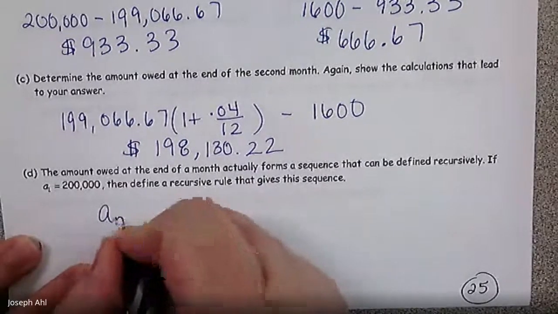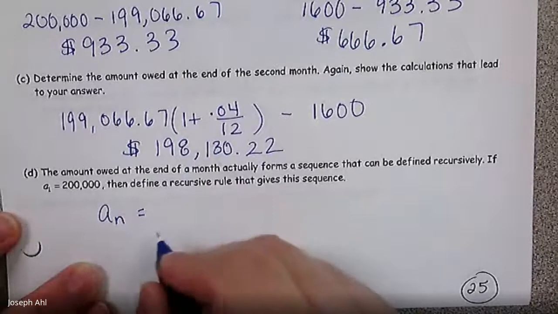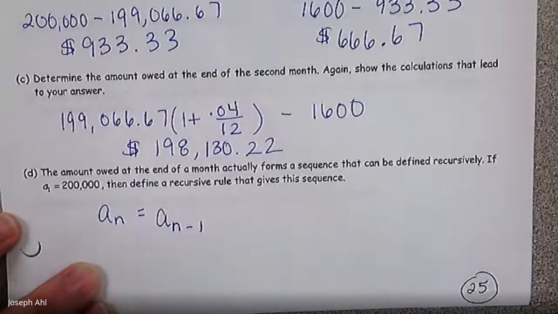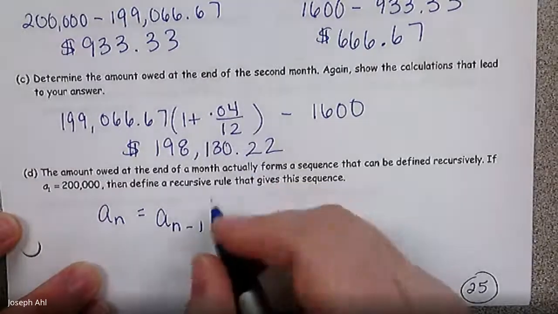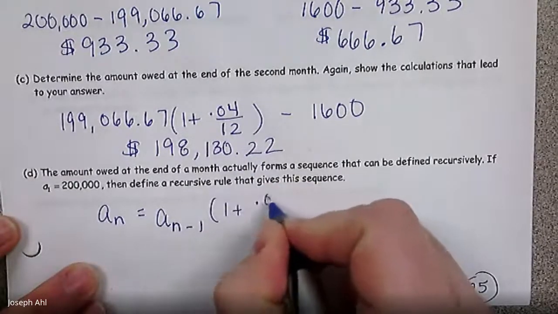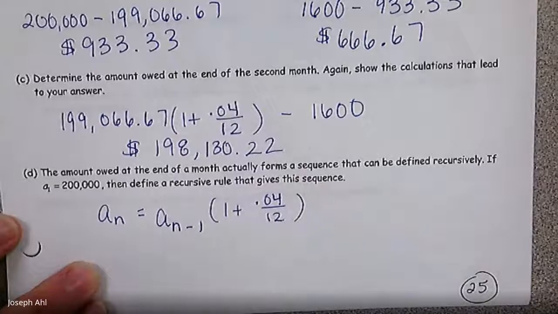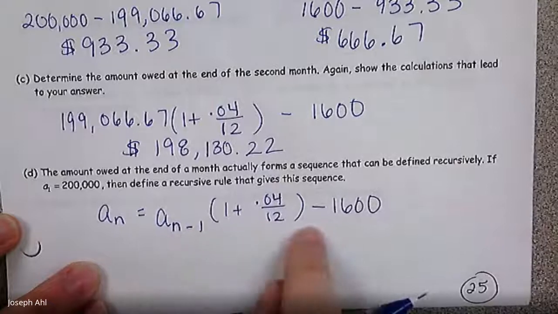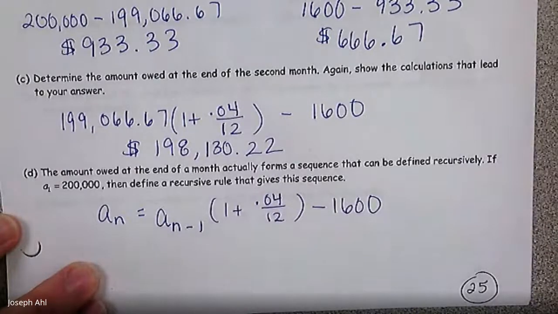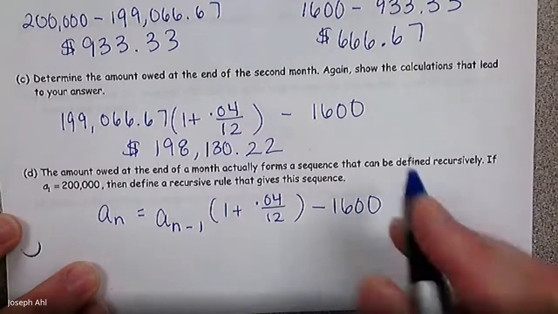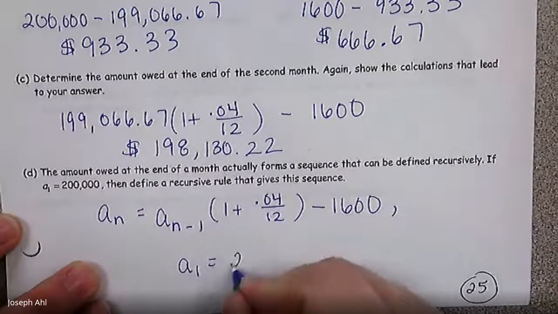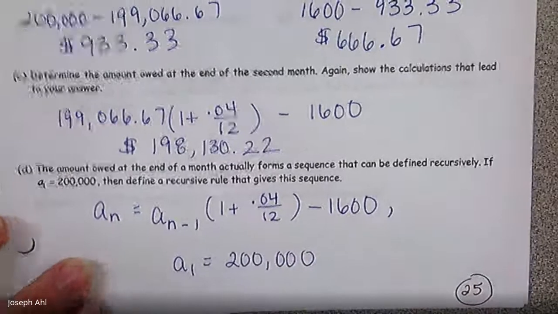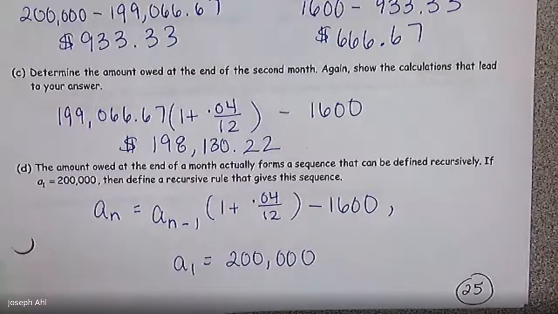For each monthly payment, A_n, I'm going to take what I owe in the last month, take the last month's amount, and multiply it by the interest rate, which is 1 plus 0.04 over 12. And then from that, subtract your monthly payment of $1,600. So this recursive sequence would model all the monthly payments as we go from one month to the next. And we do have to define, and it's given to us anyway, that the first term would be $200,000.